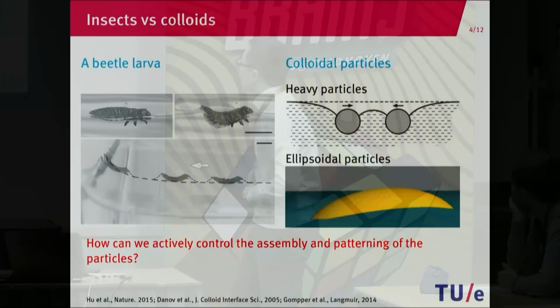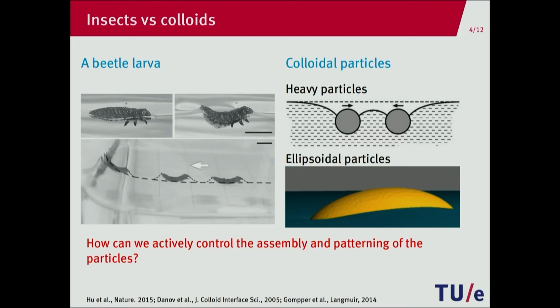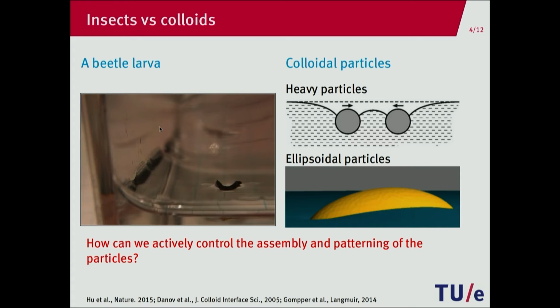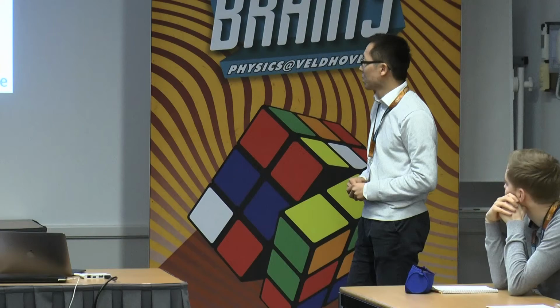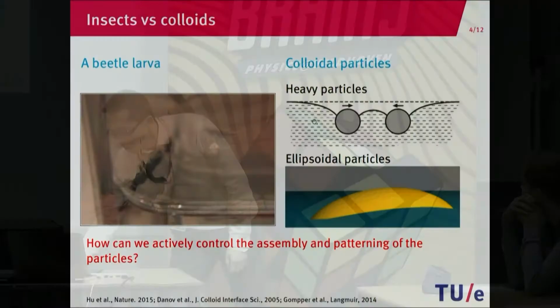Here's an example in nature. This beetle larva is a kind of insect which is unable to walk on the water. However, it can achieve this by bending its body to deform the interface. This generates a capillary force to push the insect up the meniscus. However, colloid particles normally are not able to do this; they deform the interface due to their weight or their anisotropic shape. So how can we actively control the assembly and the patterning of the particles? And here we consider a special kind of colloid particle, a Janus particle.